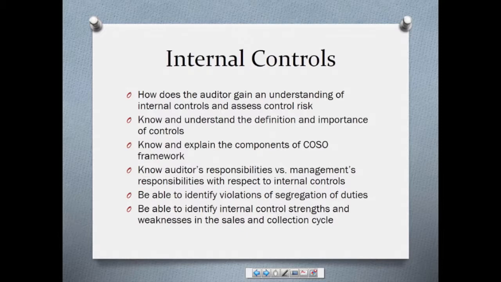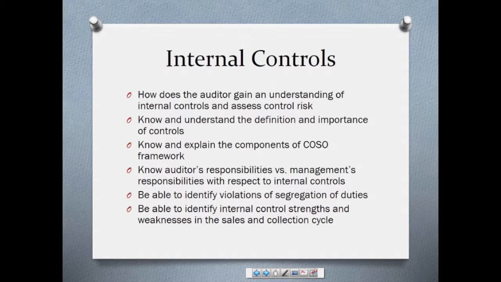So internal controls. The thing that you're going to want to know about internal controls is that it is management's responsibility. Just like the financial statements are management's responsibility, internal controls are management's responsibility. The auditor's responsibility is to provide an opinion about the effectiveness of management's internal controls for publicly held companies. So that means that auditors have to test controls. Remember, they assess control risk, right, as a part of the risk of material misstatement.